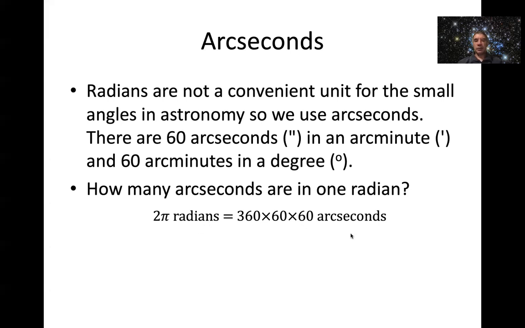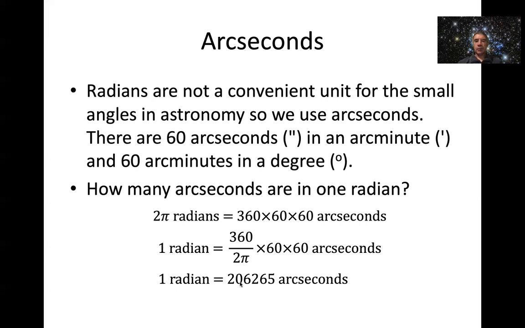And then we just need to multiply these numbers out to work out how many arcseconds are in a radian. So 1 radian, if we divide by 2 pi on this side, we get this sum here. And if you evaluate that sum, you get this number, 206,265 arcseconds in 1 radian. And this number, most astronomers sort of know this number in their head because we are just using it constantly to convert from radians to arcseconds. And again, we'll be using that number a lot this afternoon in the workshop.